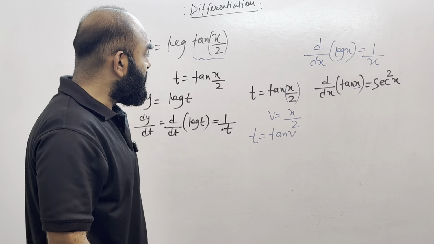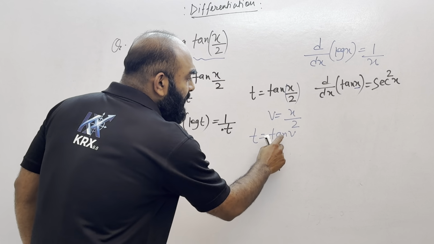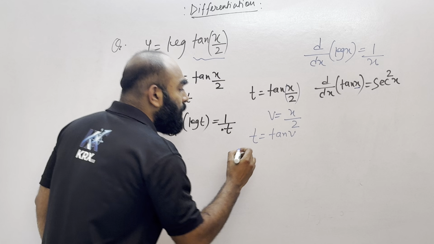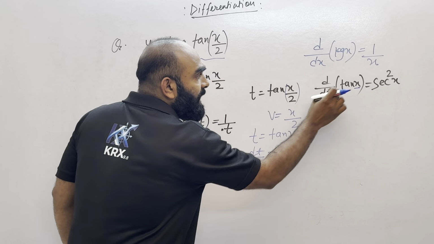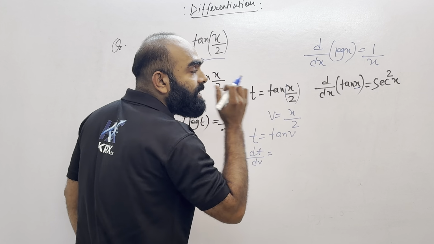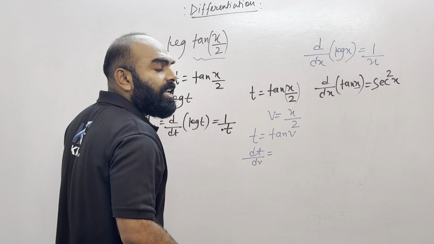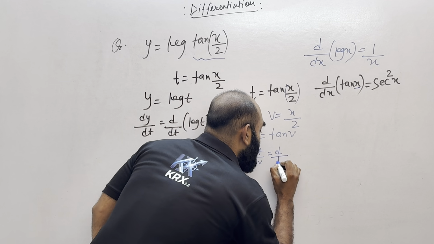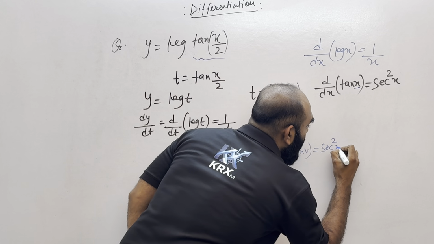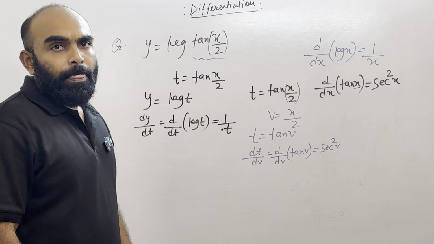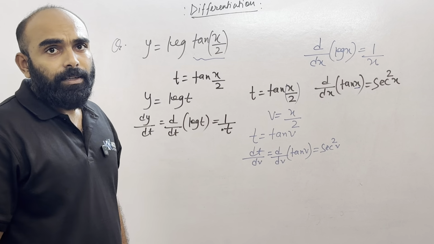If it is tan x, I am differentiating with respect to dx. So if it is tan v, I have to differentiate with respect to dv. So dt by dv is equal to d by dv of tan v, and this will be sec square v. Already I have discussed all these things from the first lectures.